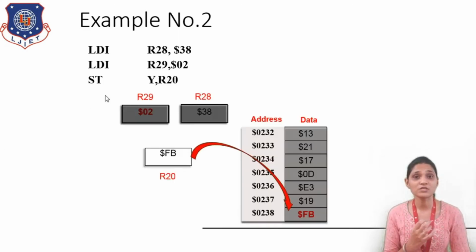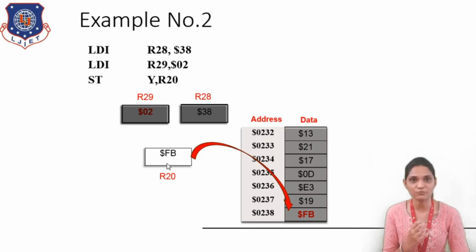So after that we can use the instruction like ST Y, R20. This will store the content of register 20 into the memory location given by Y. What is the memory location given by Y? That is R29 and 28, that is 0238. So 0238 is our location where we will store the content of register 20. So here this is R29 and 28, that is our location, and the content of register 20, that is FB. After execution of this ST instruction, the content of memory location 0238 is going to be stored as FB.